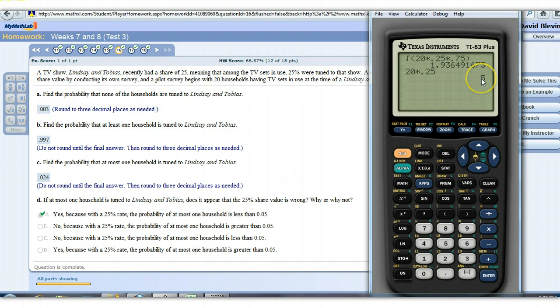Alright, that's 5. So remember what this means is in this problem, if 20 households are in our sample, if this is true, we should expect 5 of them are watching this show, if that 25% thing were true. So that's what the expected value of a variable represents. So we expect 5 of these 20 in our sample should be watching this.